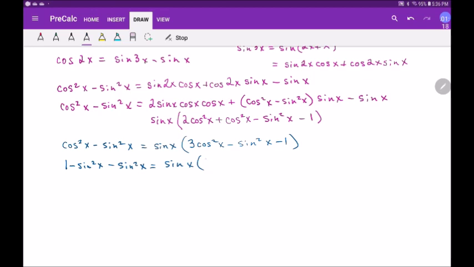And I will say 3 times the 1 and 3 times the sine squared x. I hope that's okay. I kind of skipped a step there. I substituted in for cosine squared x 1 minus sine squared x. And then I have another sine squared x, and I have minus 1. Okay, so now I have 1 minus 2 sine squared x is equal to sine x.